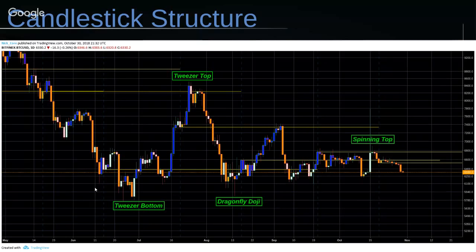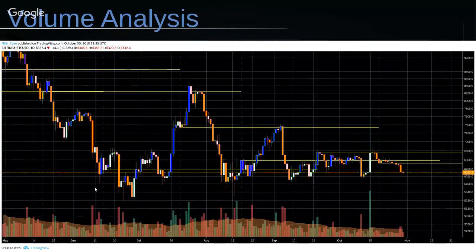And candlestick structures apply to all forms of technical analysis. The next one is volume analysis. Volume is great. Volume is everything to me. Volume precedes price. So as volume pours into price, price will adjust. Price does not always adjust instantaneously from volume, and that's fine.